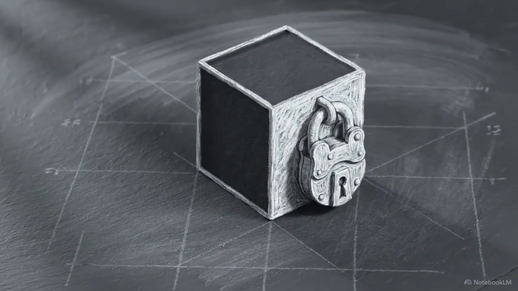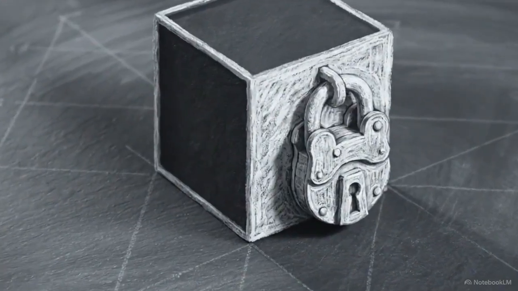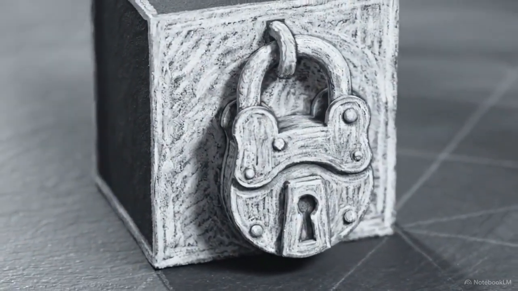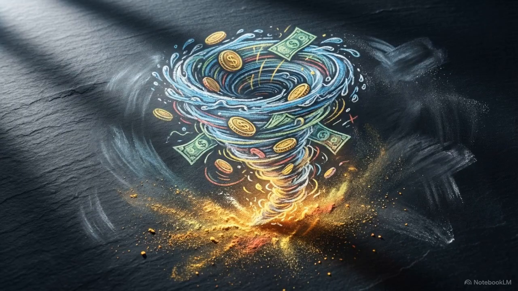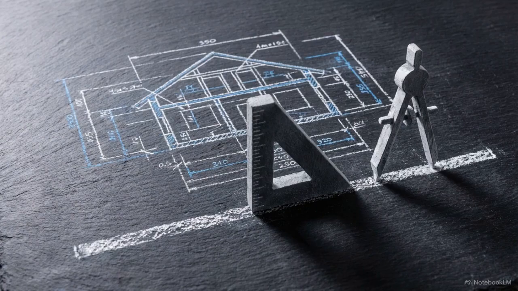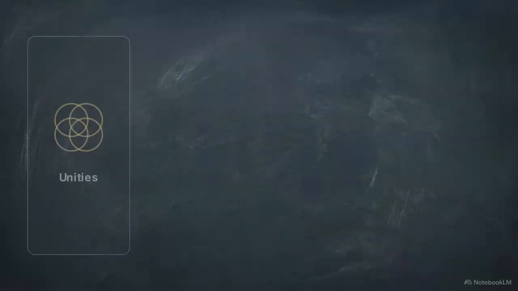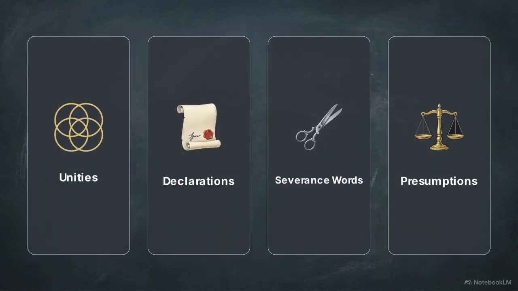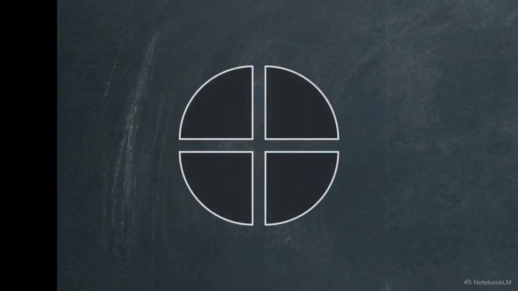Because the legal framework is locked and unchangeable, we cannot look to it to resolve disputes over the property's financial value. Every calculation regarding who owns what percentage of the money requires us to exclusively analyze the fluid structure of the equitable interest. Before we can figure out how a chaotic event altered the financial ownership, we have to establish the starting baseline. We do this using a progressive 4-step test: unities, declarations, severance words, and presumptions.